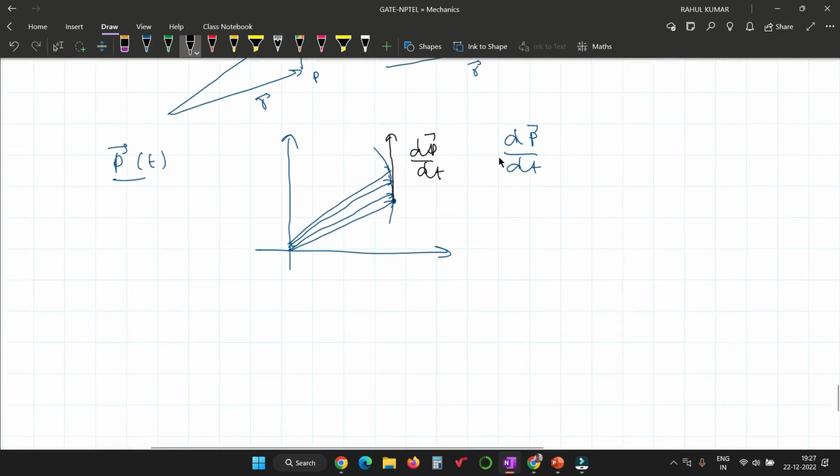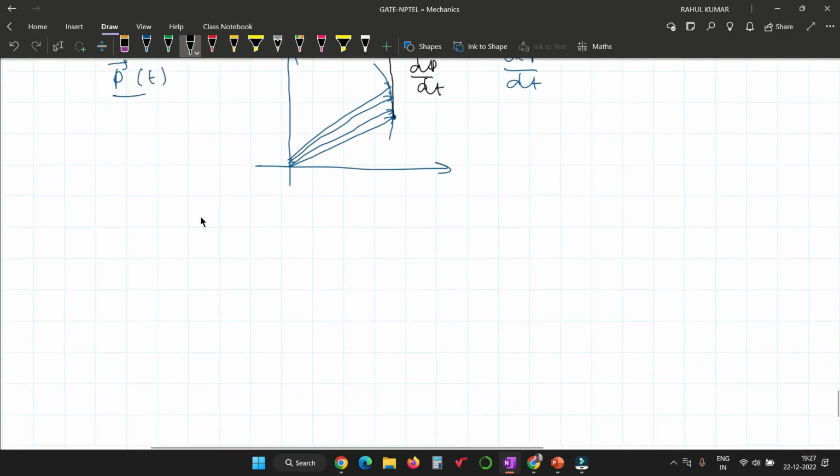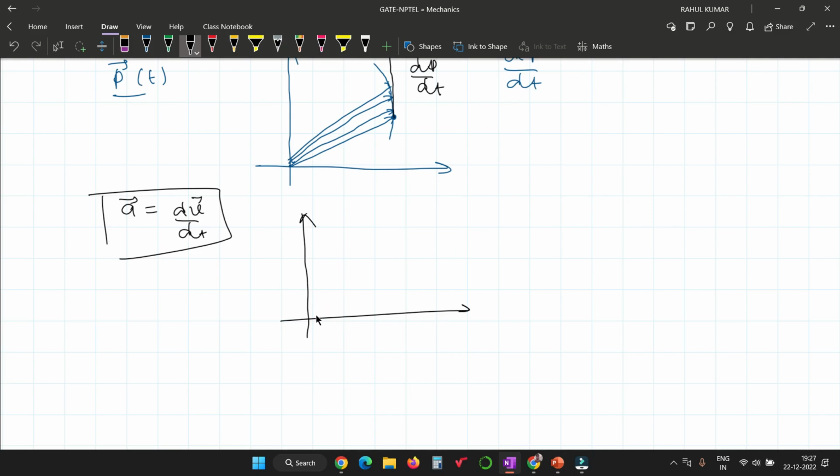Is there any doubt? Similarly, suppose you want to see the direction of a. That is nothing but dv by dt. Suppose you are seeing the velocity at each interval of time, and by connecting all those vectors you are getting a curve. Now if you want to find the direction of a, you just have to draw a tangent line. That direction is nothing but the direction of acceleration.